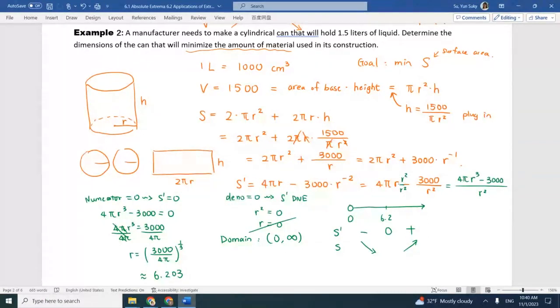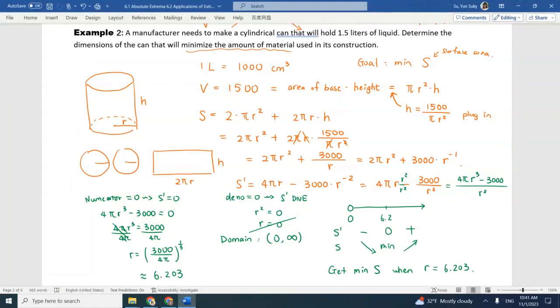And then increasing, right? And then what is this point? Minimum. Are we looking for minimum? Yes. So in the exam, please include all the steps, including this table. But you will see the minimum always matches your goal. If you get the opposite, something is wrong. Maybe your derivative is wrong, your critical point is wrong, or your domain is wrong. Okay, so we get minimum surface area when r equals 6.203.